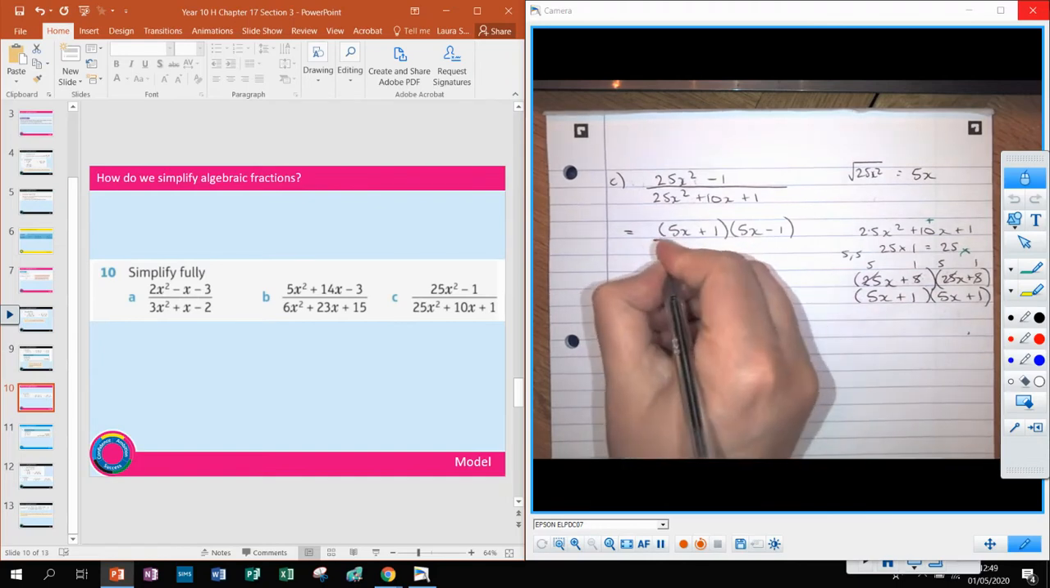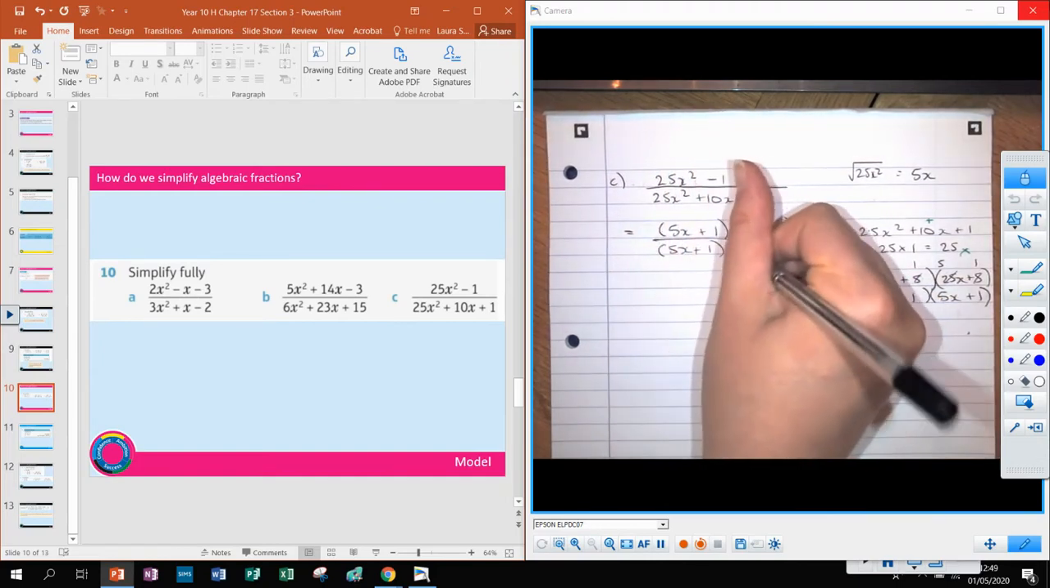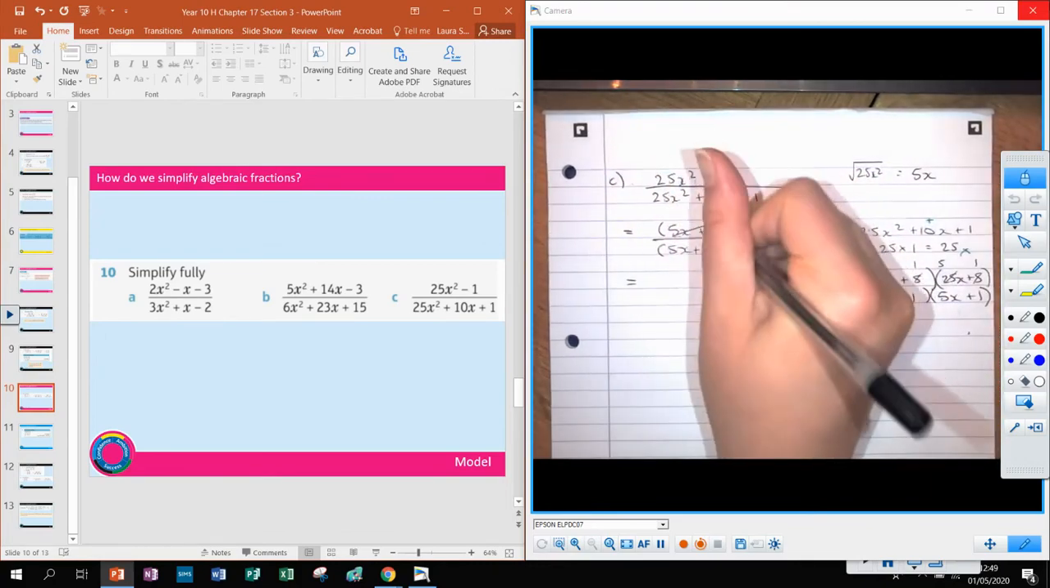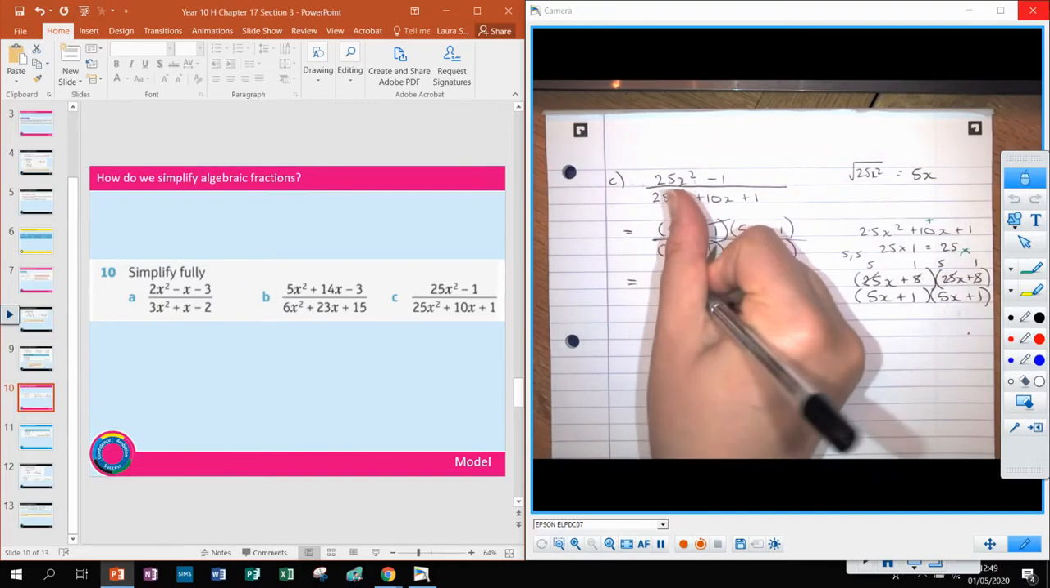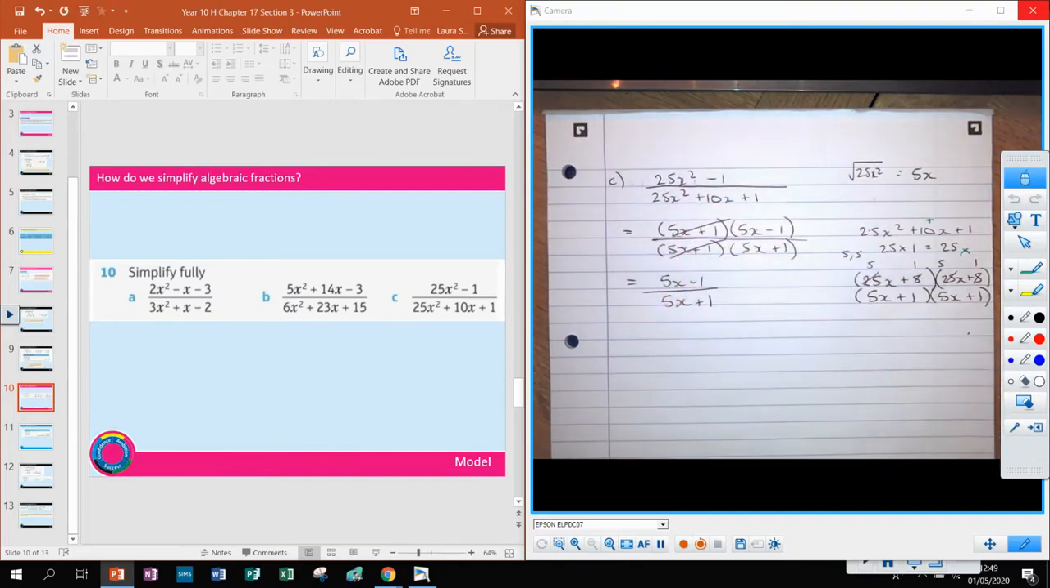All right, so in our denominator, we can write that out now. 5x plus 1 and 5x plus 1. Okay, and that will cancel, leaving us with 5x minus 1 all over 5x plus 1.